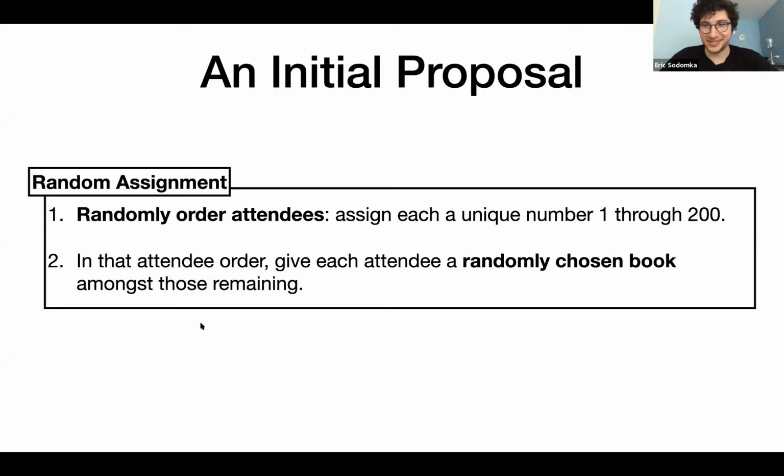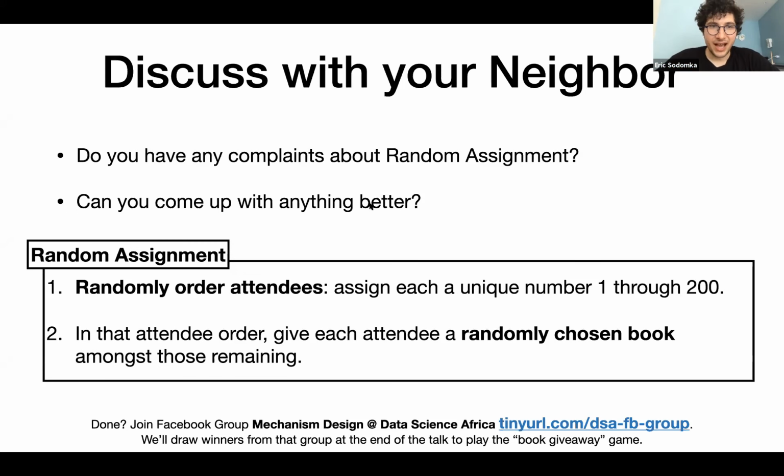Okay. So I think this is pretty clear, hopefully, what I'm proposing initially, randomly giving the books out. So now your neighbor is the chat. So discuss in the chat, do you have any complaints about this random assignment procedure? And can you come up with anything better? So enter in the chat any ideas you have.